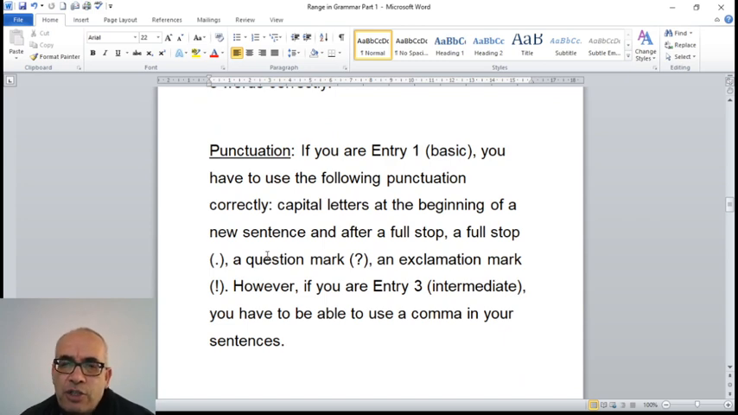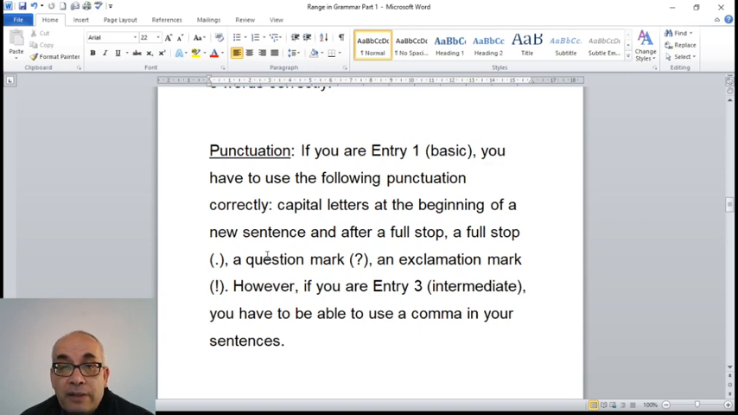Now punctuation. What is punctuation? Range and punctuation. If you are entry 1, you have to use the following punctuation correctly. Examples. You have to be able to use capital letters at the beginning of a new sentence and after a full stop. And you should know how to use a full stop, a question mark, and an exclamation mark.